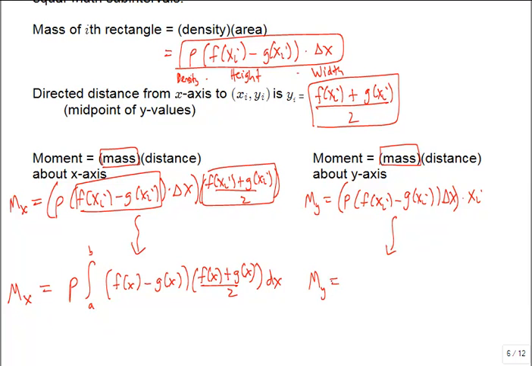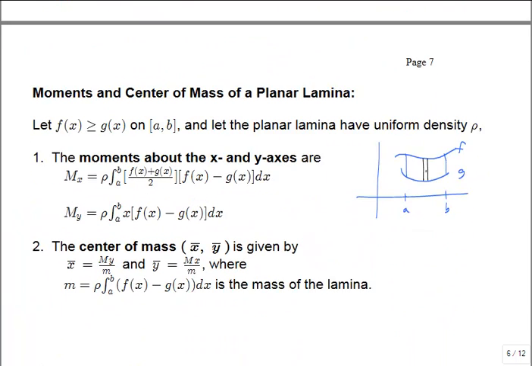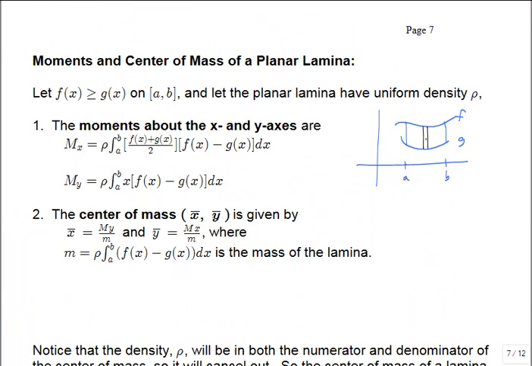And the moment about the y-axis becomes rho times the integral from a to b of f of x minus g of x, that comes from right here, times x, I'm going to put the x in front, and that comes from here, and then the delta x turns into my dx. So these are where the formulas are derived from, and formally this is what they're going to look like.